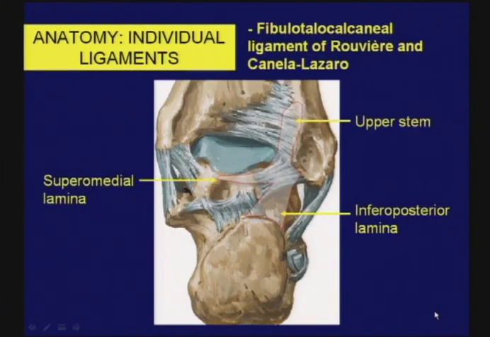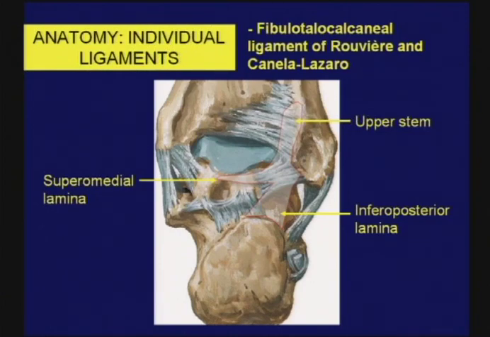To complete our story of these lateral ligaments, another structure has been identified, and in the view of some, is a ligament. This is called the fibulo-talocalcaneal ligament of Rouvier and Canella-Lazaro. Has anyone heard of that? And Canella or Lazaro are not here, I assume, right? Okay. I'm not sure if this is a ligament.